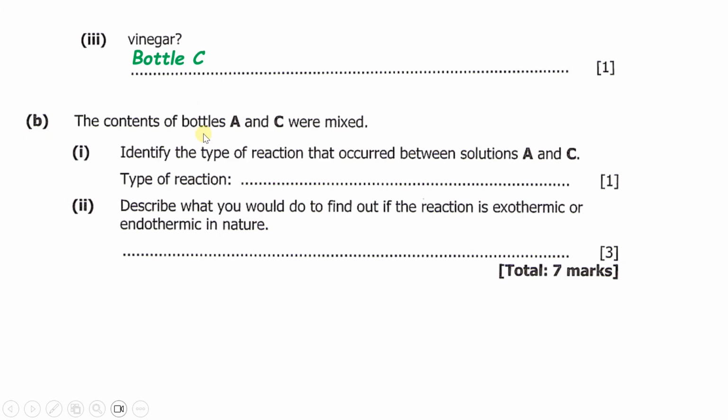Then part B, they're saying the contents of bottles A and C were mixed. Identify the type of reaction that occurred between solutions A and C. So C is vinegar, which is an acid. Then A is ammonium hydroxide, which is a base. When a base and an acid react, that type of reaction is called what? Neutralization.